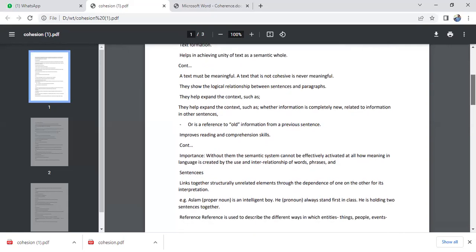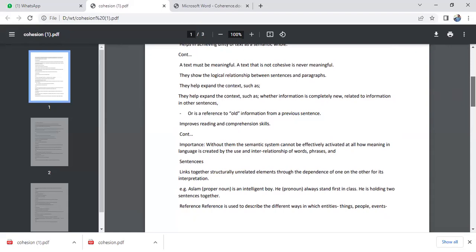They show the logical relationship between sentences and paragraphs. It gives you the direction, it gives you the relation, the clues that show how the sentence is related to the previous one. Whether it is against the previous one, whether it is different to the previous one, or whether it is supporting the previous subject. They help expand the context, such as whether information is completely new or related to information in other sentences.